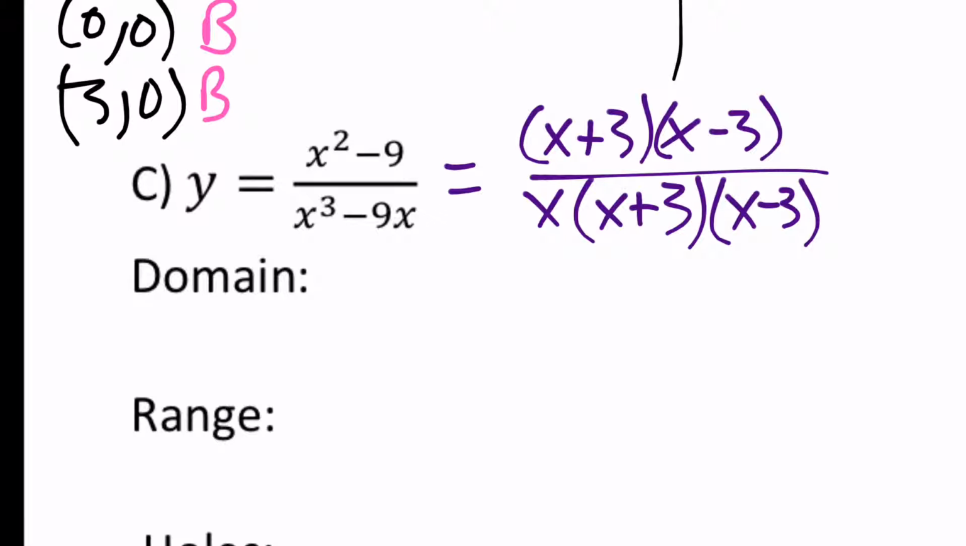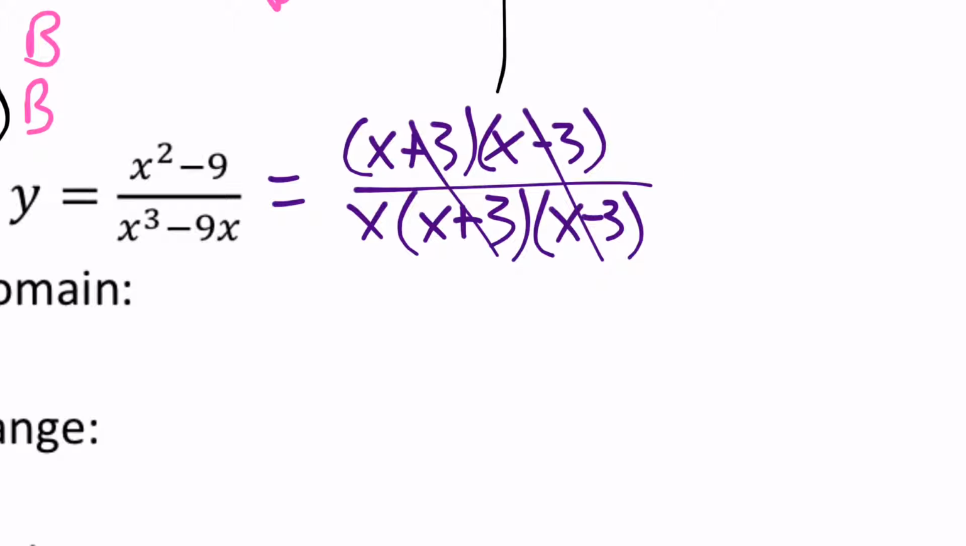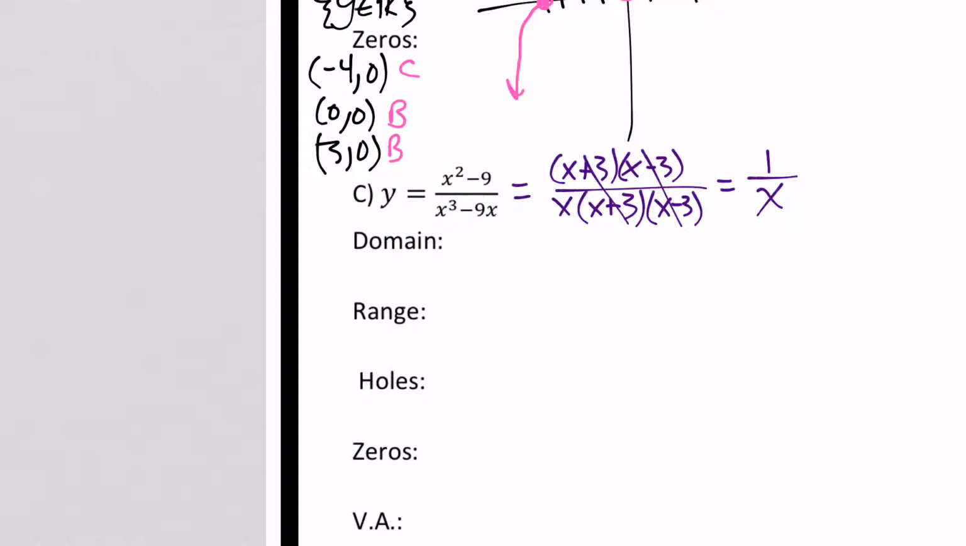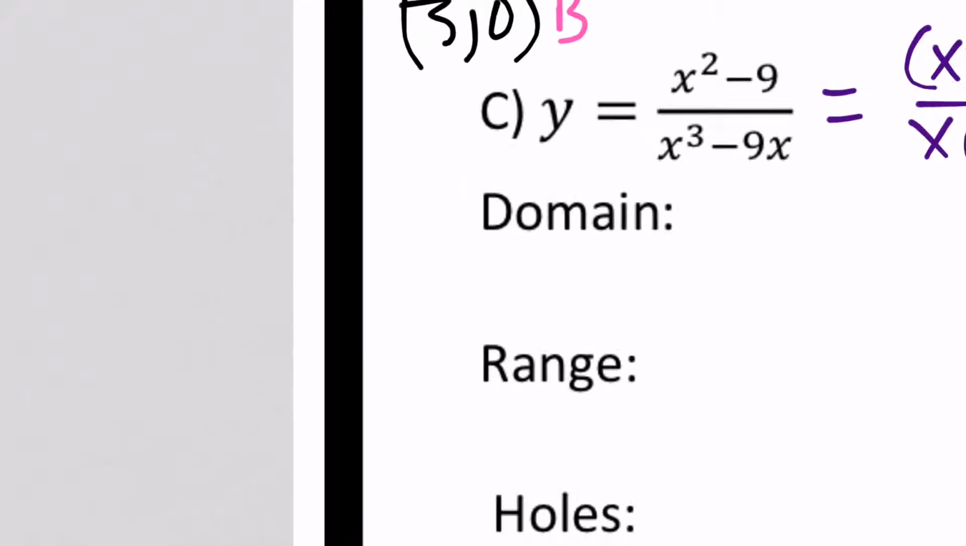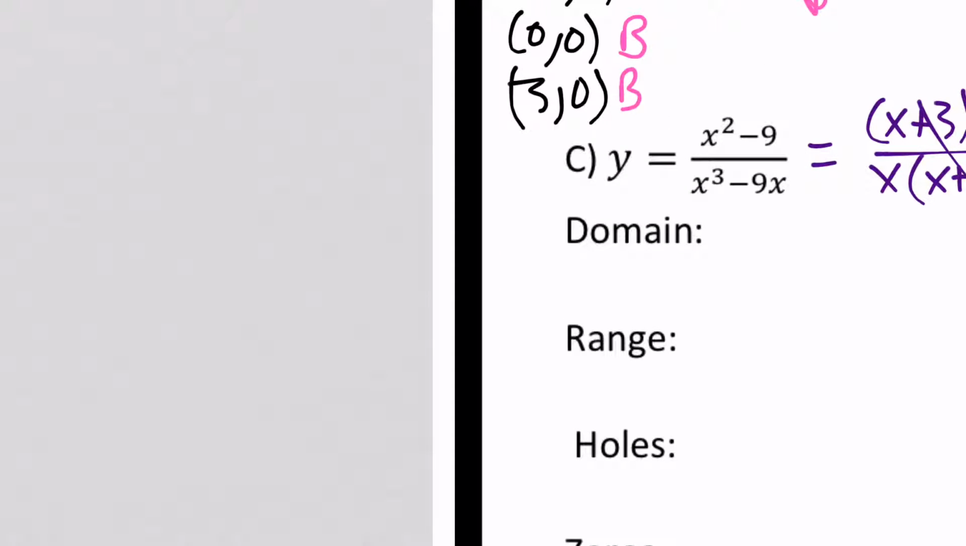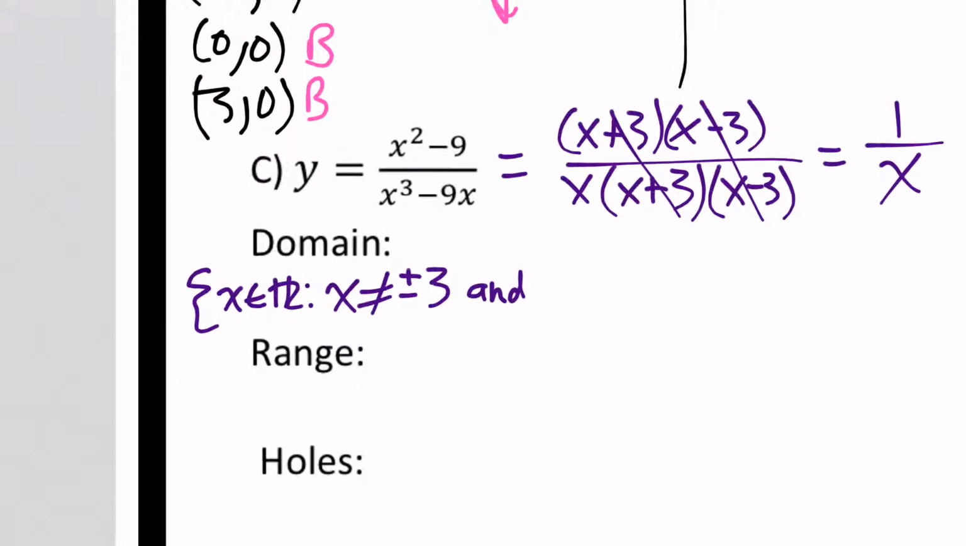So if you look at that, we have two holes, which means this thing is going to look like just your mama function, 1 over x, except it has those two holes when x is 3 and when x is negative 3. So for the domain, I will have x in the set of real numbers such that x cannot equal plus or minus 3, and I have an asymptote at 0 from that x right there, so x cannot equal 0.